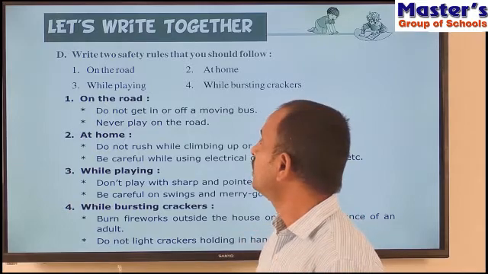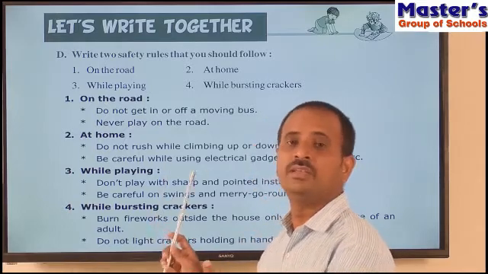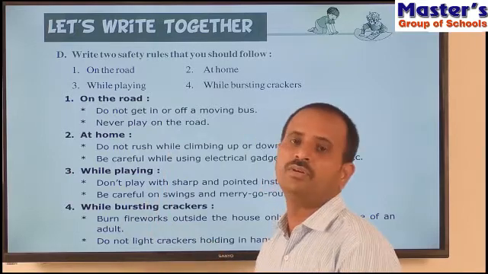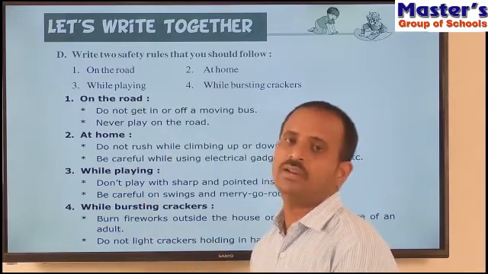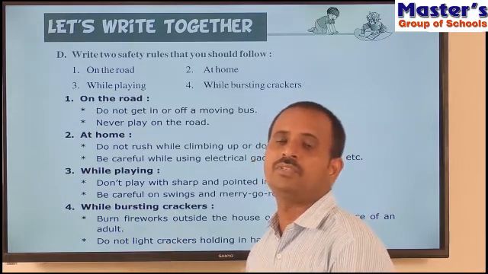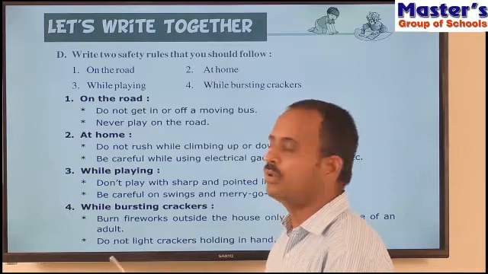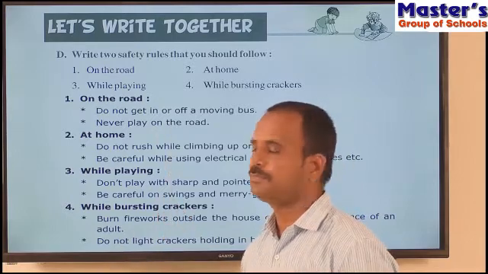And also children, there are other safety measures, that is walk on the footpath, walk on the left side of the road, observe the traffic lights and follow the traffic signals. So these are also some of the safety rules we have to follow while we are on the road.